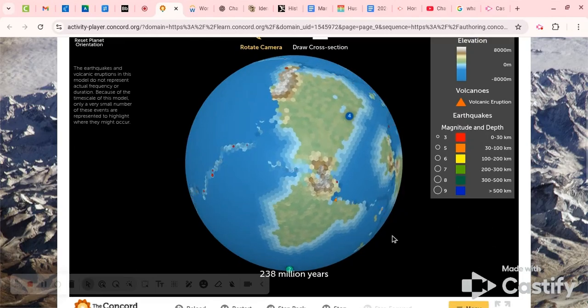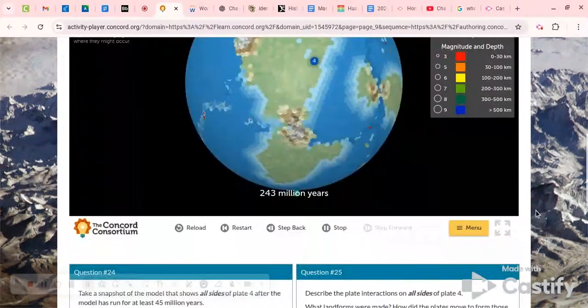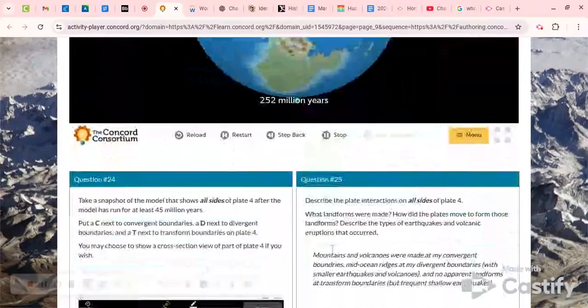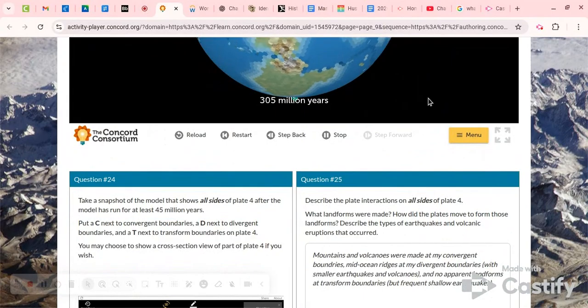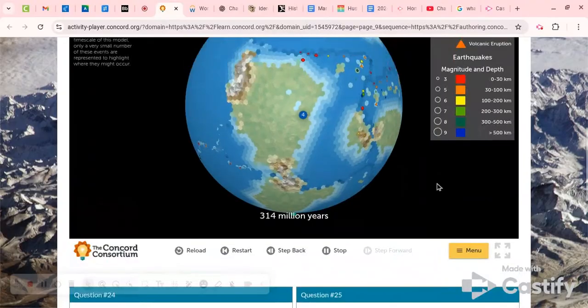And then my conclusion about this was that mountains and volcanoes were made at my convergent boundaries, while mid-ocean ridges were formed at my divergent boundaries, with smaller earthquakes and volcanoes. And then there were no apparent landforms at the transform boundaries, but there were frequent shallow earthquakes, which is what we could see up here.